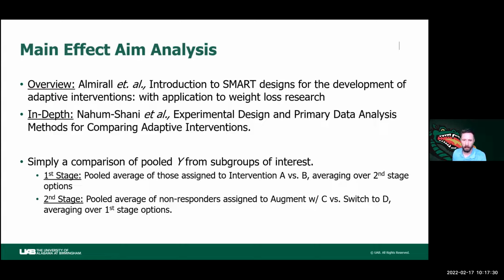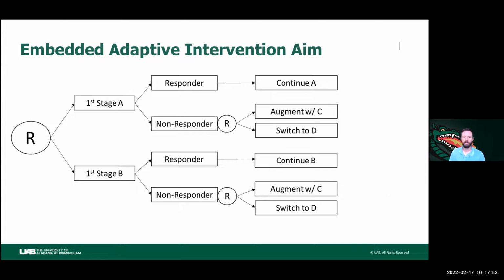So with that being said, the main effect aim is analyzed in the same way as the main effects in a two-armed longitudinal randomized controlled trial. It's simply a comparison of pooled outcomes from the subgroups pertaining to each aim. So once you get past what a SMART design looks like and how complicated it looks, it's actually not that bad, not that complicated to analyze, at least in the main effect aims.